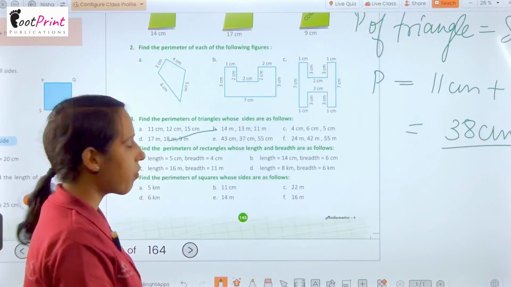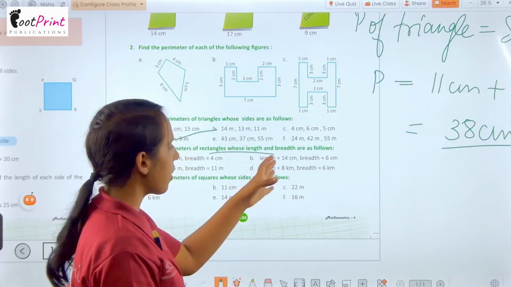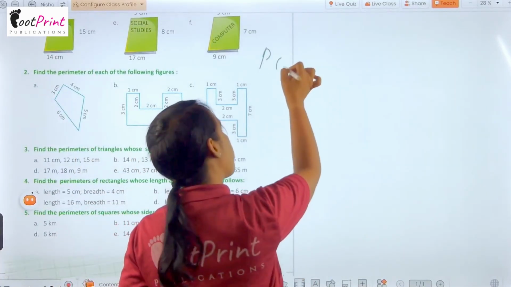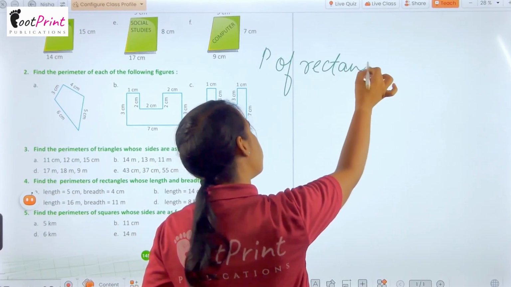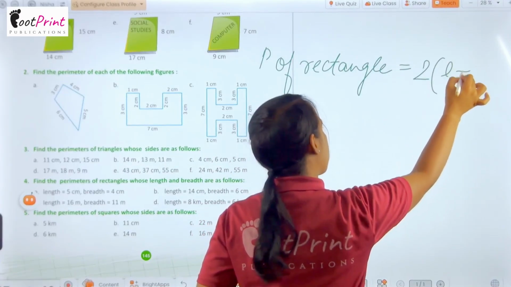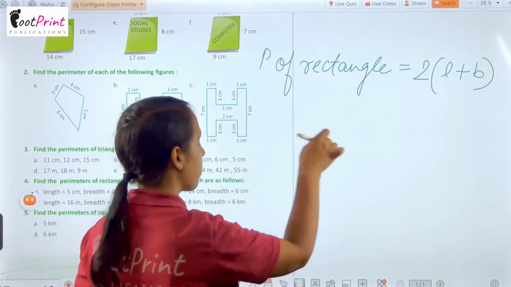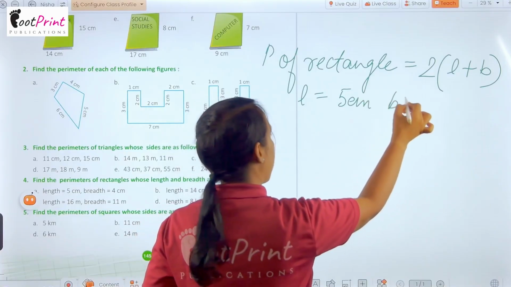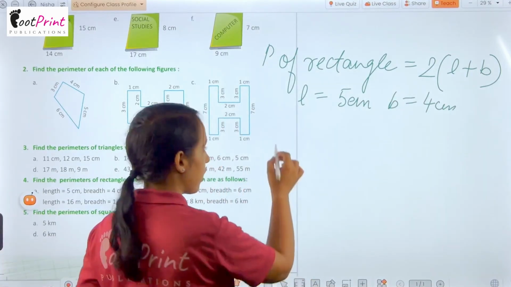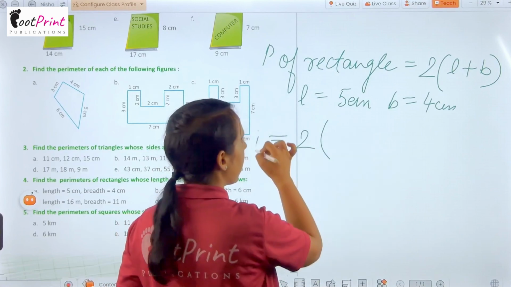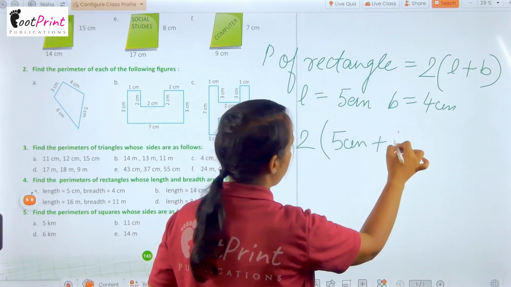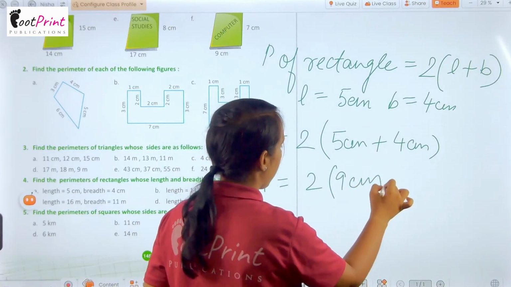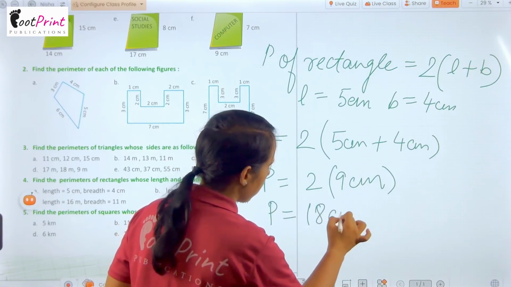Now, question number 4, we have to find out the perimeter of rectangle whose length and breadth are as follows. So, we have to find out the perimeter of rectangle. We know that perimeter of rectangle will be equals to 2 bracket length plus breadth, means sum of length and breadth twice. Okay, so here length we have 5 centimeter and breadth we have 4 centimeter. Okay, now we put the length and breadth in the given formula. 2 bracket length is 5 centimeter plus 4 centimeter. So 2, 5 and 4 is 9 centimeter, and after multiplying it we get here 2 9s are 18 centimeter.